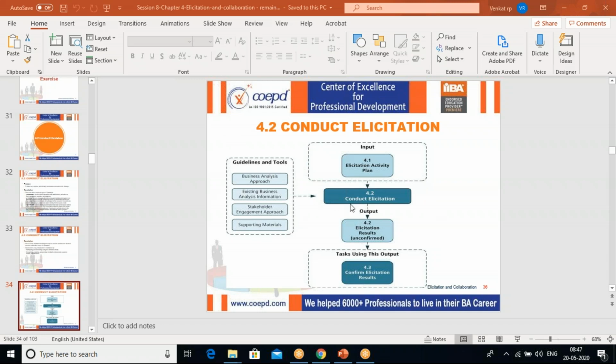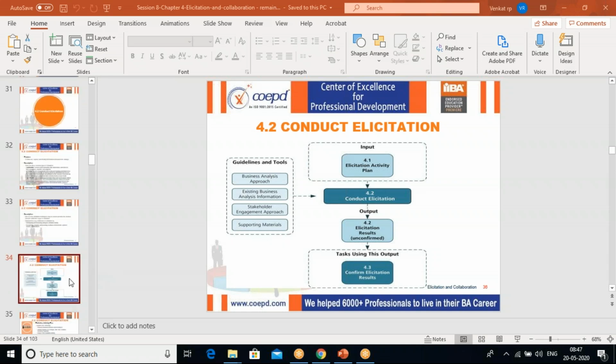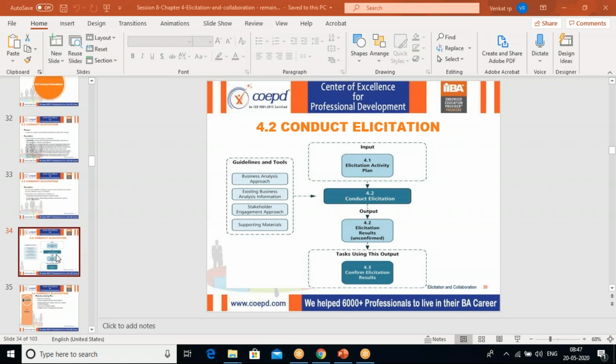If you can recall the structure of a task: it has a purpose, description, inputs, elements, outputs, then guidelines and tools, then various techniques, and the stakeholders involved. You remember that structure? Now as per the structure, we understand the input, we know what the output should be, and the guidelines are given here. Now we need to understand the elements of it.